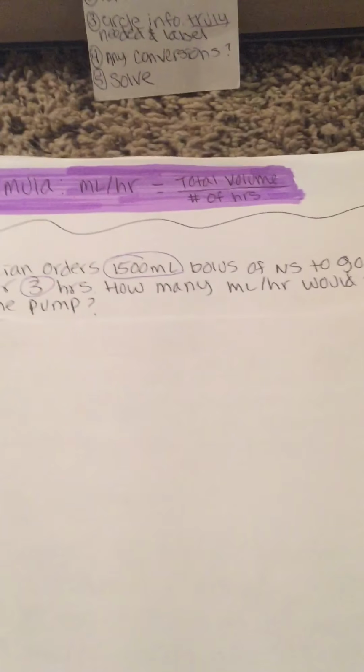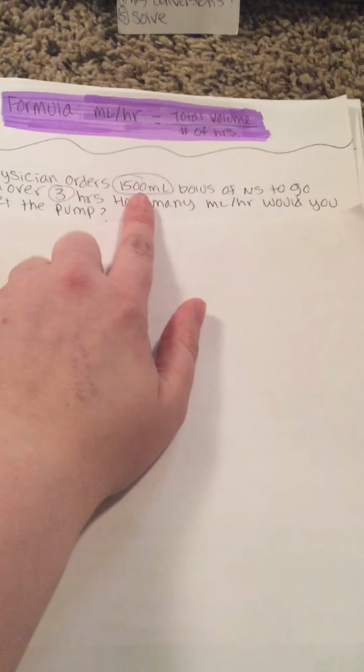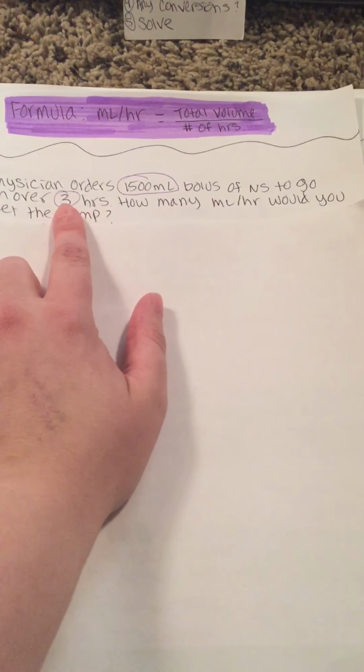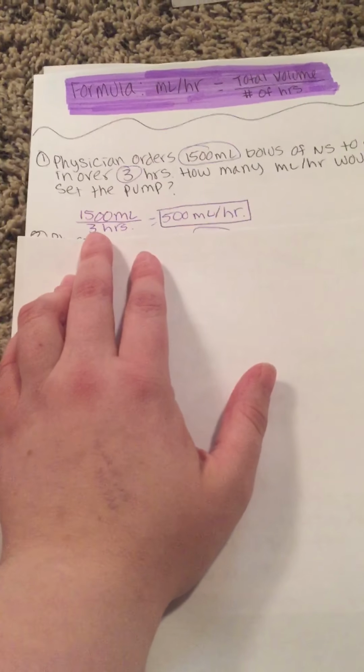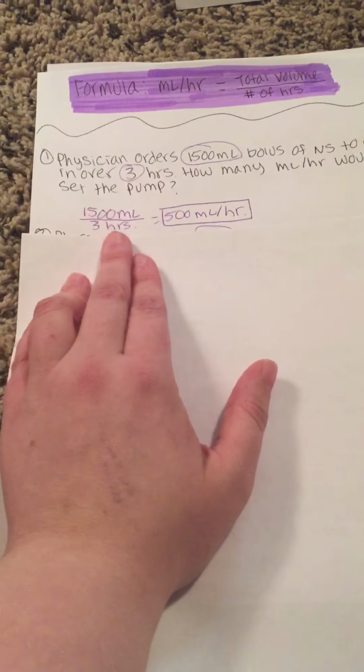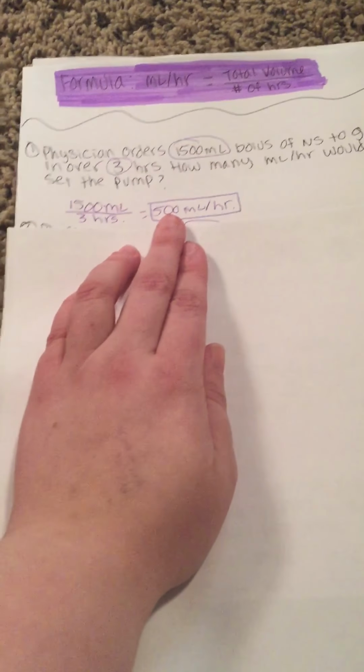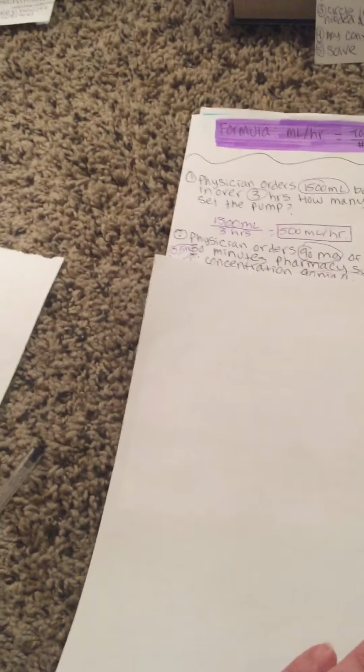Let's go ahead and do this first one. A physician orders 1,500 ml bolus of normal saline to go in over 3 hours. How many milliliters an hour would you set the pump? So, total volume, and then number of hours, and that's exactly how you set it up. You do 1,500 ml divided by 3 hours, which gives you how many mLs an hour. It's very important here that you use the actual number of hours. Okay, next one.